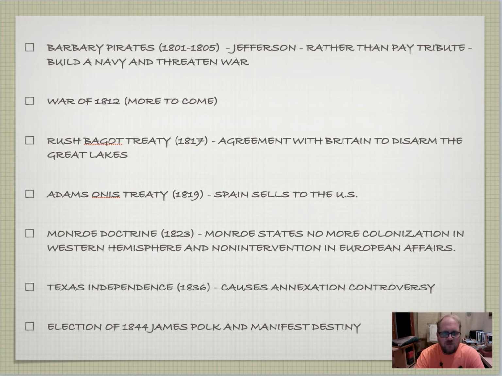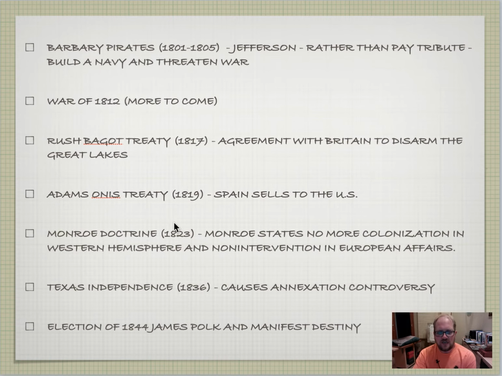The War of 1812 was a major foreign policy event, which we'll talk about in a little more detail in another slide or two. After the War of 1812, the Rush-Bagot Treaty will finalize the agreement with Britain to disarm the Great Lakes. This is a big one right here, the Adams-Onís Treaty in 1819. Spain decides to sell the U.S. Florida in connection to us giving up rights to some of the fringes of the Spanish territory in the West.